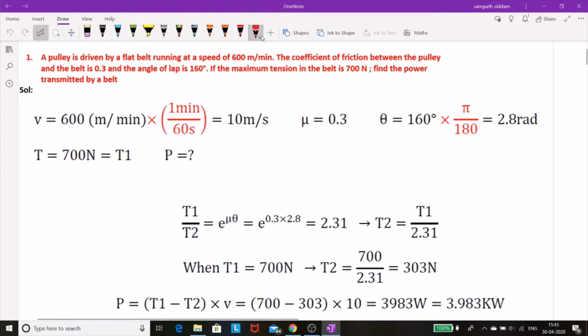The first problem given over here is: a pulley is driven by a flat belt running at a speed of 600 meters per minute. The coefficient of friction between the pulley and the belt is 0.3 and the angle of lap is 160 degrees. The maximum tension in the belt is 700 Newton. Find the power transmitted by the belt. So this is the question.